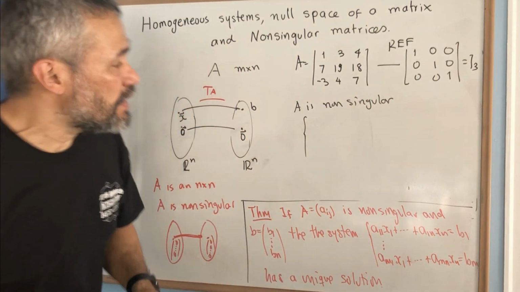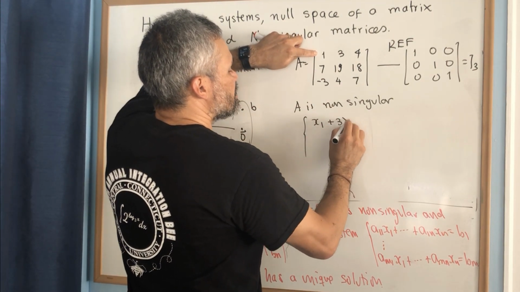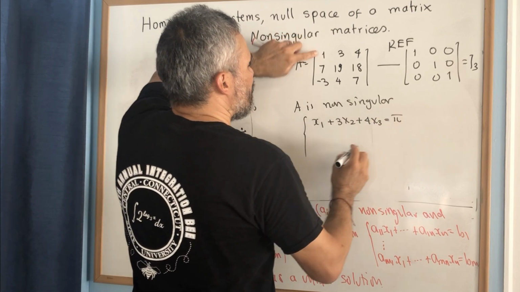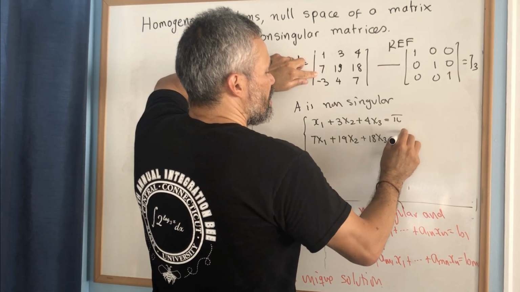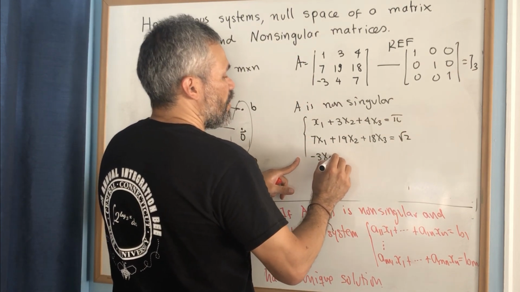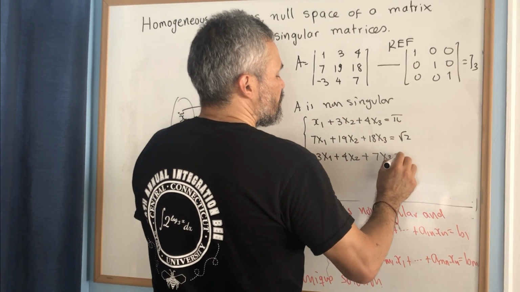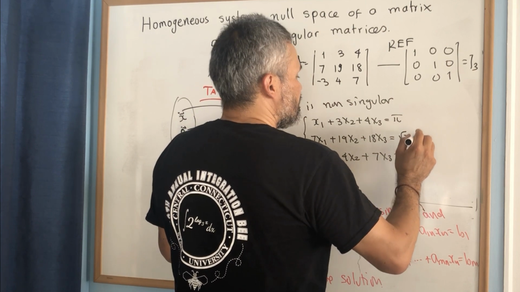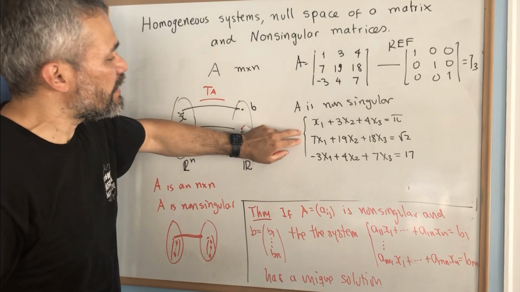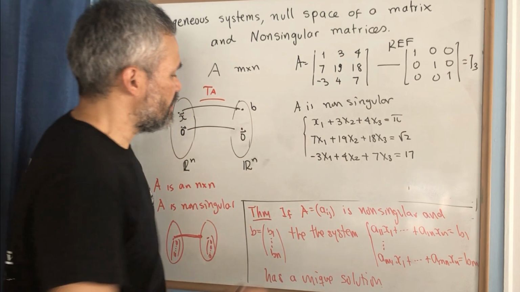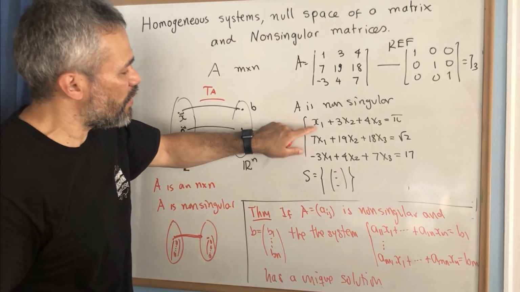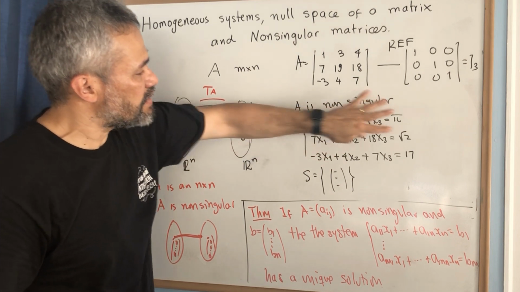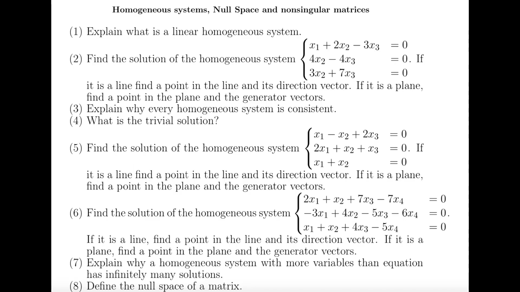And therefore, if we consider the system x1 plus 3x2 plus 4x3 equal pi, 7x1 plus 19x2 plus 18x3 equal square root of 2, and negative 3x1 plus 4x2 plus 7x3 equal to 17, then we know, because of this theorem, that the solution of this system is unique. Then the solution is going to be exactly a point. There are values for x1, x2, and x3 that make this equation true, and there is only one value that makes that true. Please review these questions.